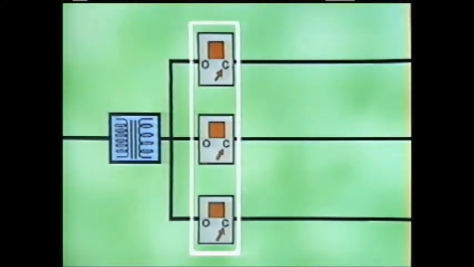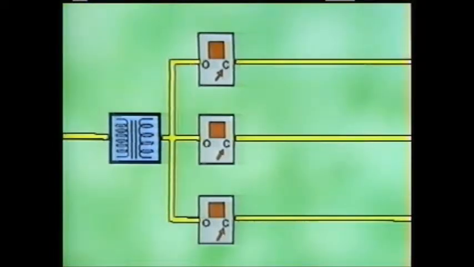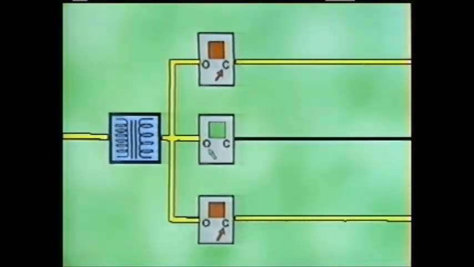Most circuit breakers have indication of when the breaker is open and when it is closed. For our purposes, we'll use red to indicate that the circuit breaker is closed and the feeder is energized, and green to indicate that the breaker is open and the feeder is de-energized.